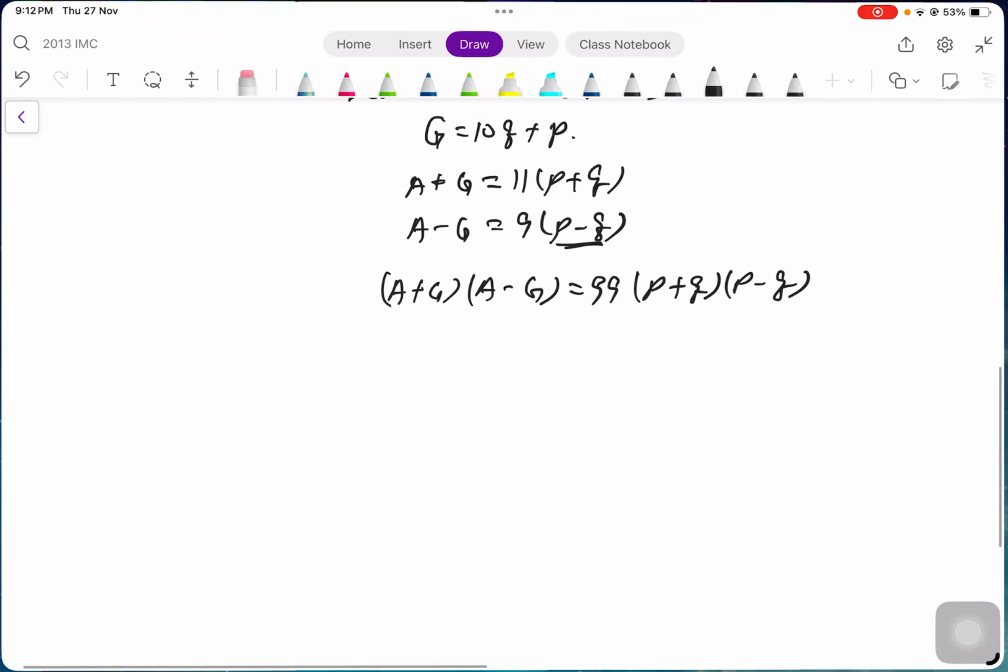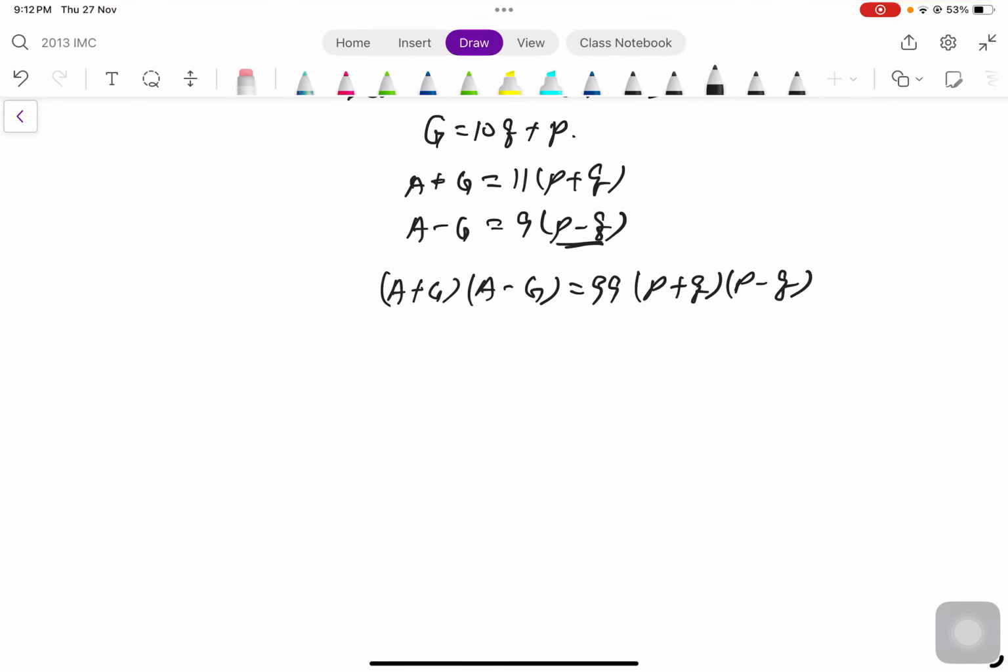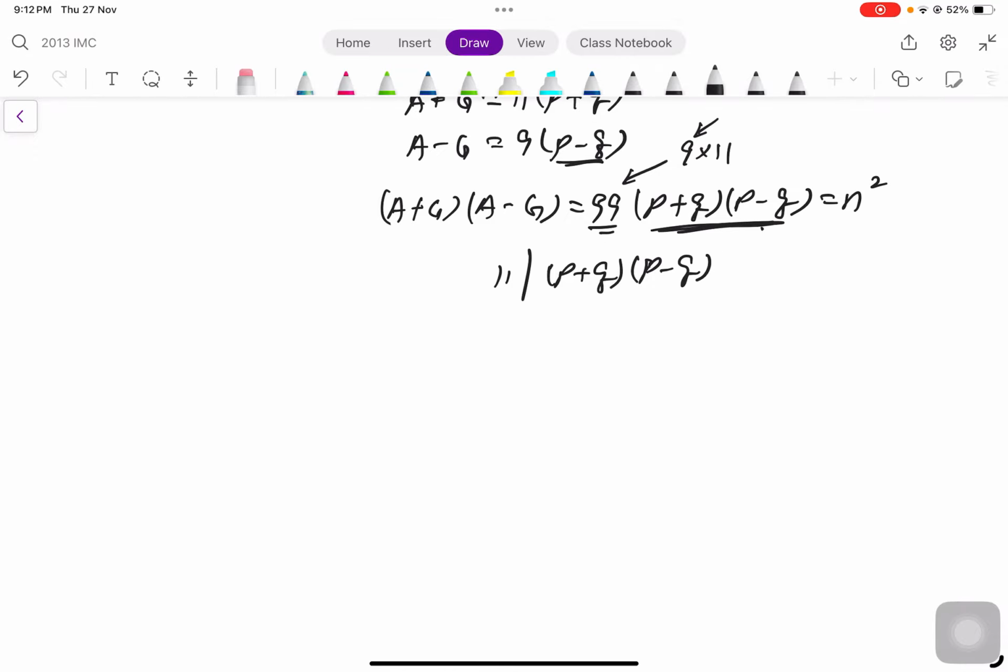Therefore, what does it mean? Take note that this is equal to n squared. And in that case, you can see that 99 is actually 9 times 11. Therefore 9 is a perfect square, so this part here must contain a factor of 11. That means 11 must divide p plus q or p minus q. All right. And in that case, we take note.